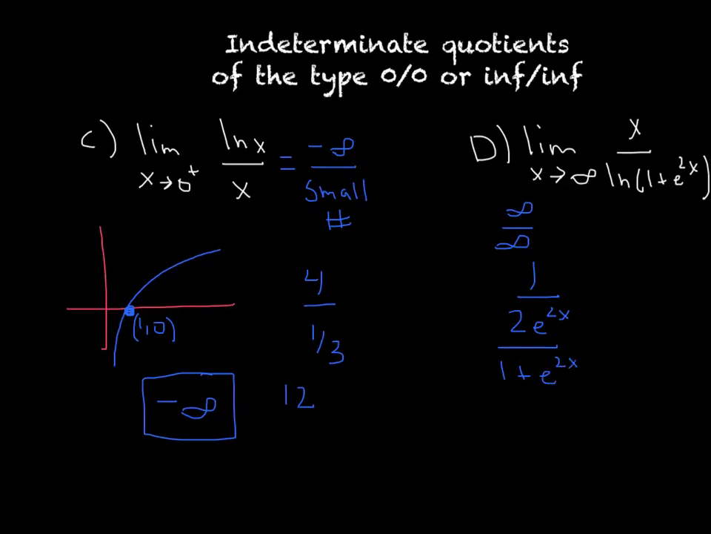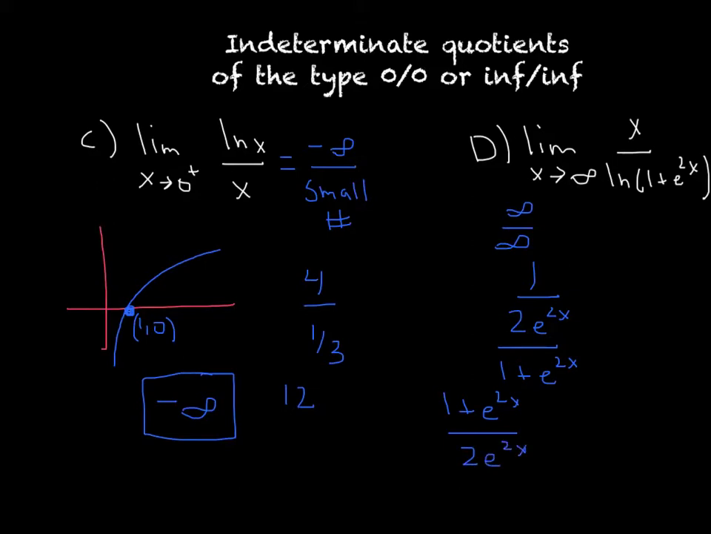All right, and at this point we want to multiply the top and bottom by 1 plus e to the 2x, and so that's going to essentially cancel out the 1 plus e to the 2x on the bottom. And that's going to put it on the top here. So we're going to have 1 plus e to the 2x divided by 2e to the 2x.